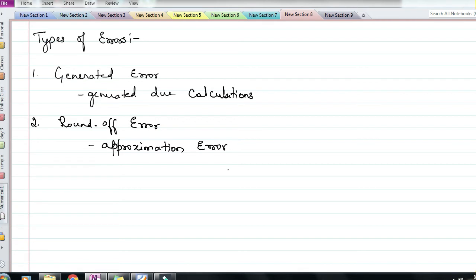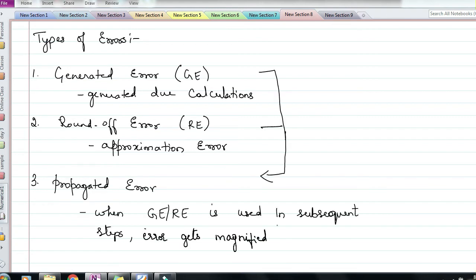Now this is the first stage of error that is generated in a program. Now this leads to propagated error. So what is a propagated error? You get a generated error or round off error in one of the steps, and that generated error or round off error is used in subsequent steps for calculation. Then the error gets magnified as it moves from one step to another. So your error gets increased. That is called a propagated error.